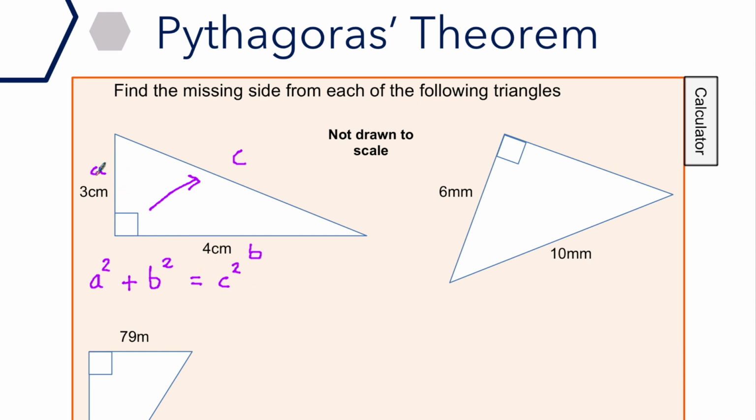So do we know a? Well, yes we do. We're told that a is 3. So you get 3 squared. Do we know b? Yes we do, that's 4. And then c is what we're trying to find, so we don't actually know that yet. So we'll leave that as a c squared.